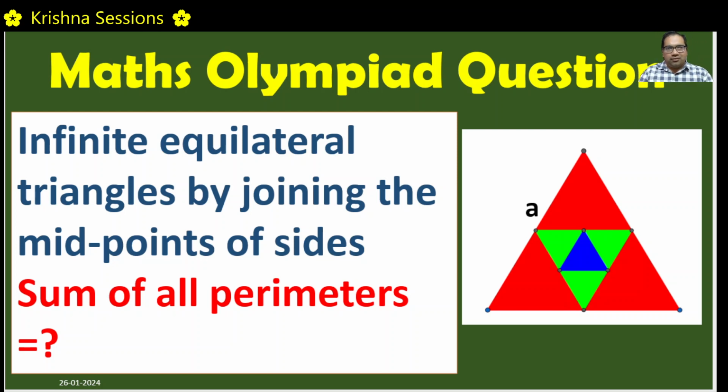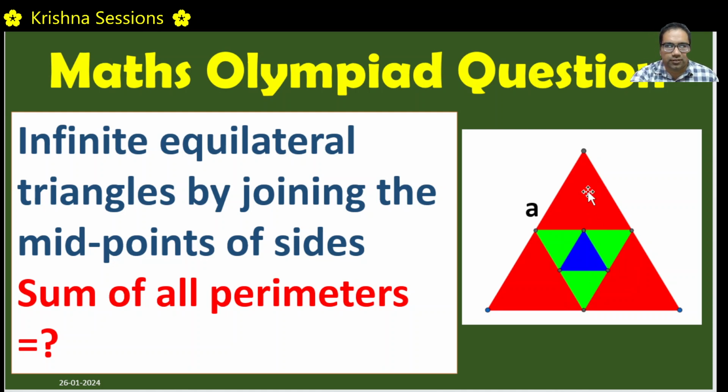Here, there is an equilateral triangle, right? The big one, the red one. And within that equilateral triangle, the midpoints are joined to create another equilateral triangle, the green one. And within that green one, again, the midpoints are joined to create another equilateral triangle, which is the blue one, right? This process continues, and an infinite number of triangles are being created.